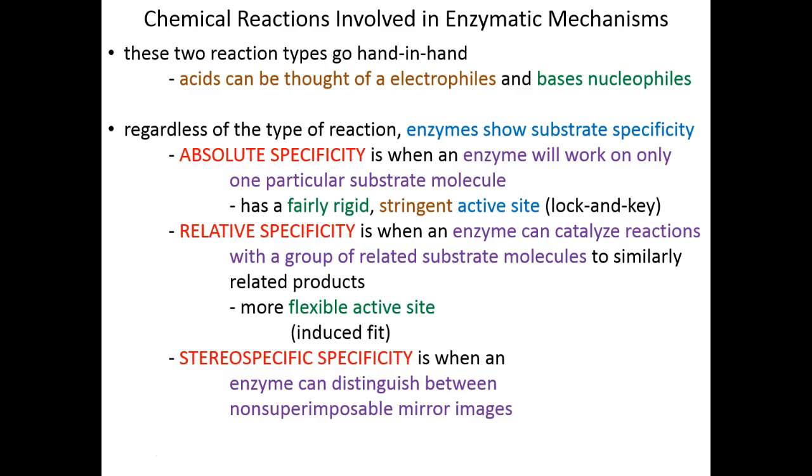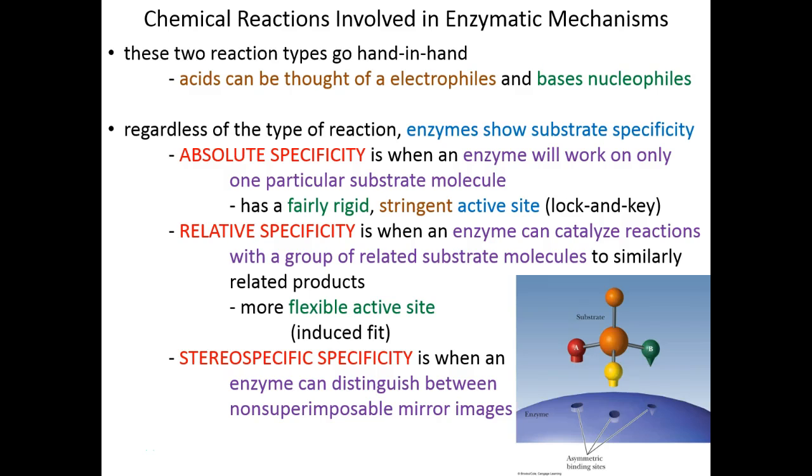Interestingly, some enzymes can also have what's called stereospecificity. Stereospecificity is when an enzyme can distinguish between chiral molecules, can distinguish between non-superimposable mirror images. So only the molecule with this particular orientation can fit into the active site. And if this group B was over here and this group A was over here, then that molecule would not fit in the active site. This is a higher level of absolute specificity.